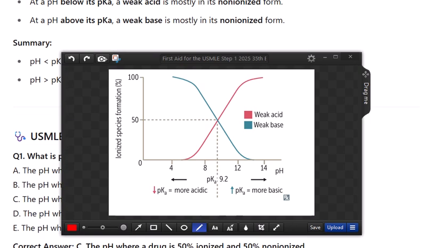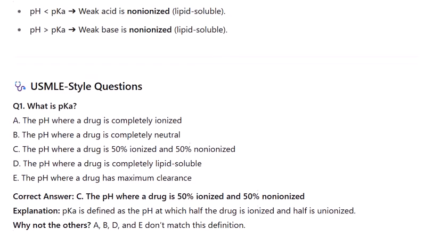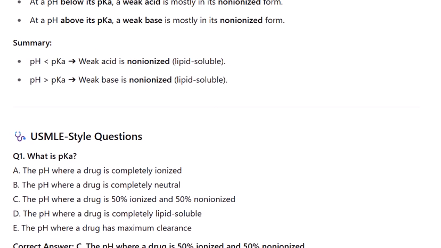At a pH below its pKa, a weak acid is mostly in its non-ionized form. At a pH above its pKa, a weak base is mostly in its non-ionized form. Summary: pH < pKa, weak acid is non-ionized, lipid soluble. pH > pKa, weak base is non-ionized. USMLE style questions.